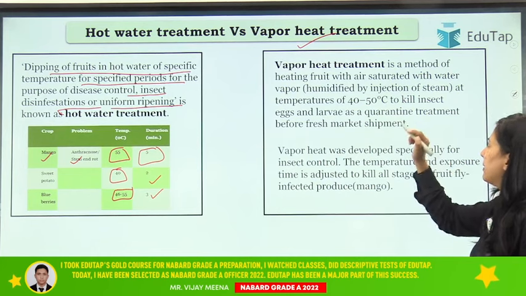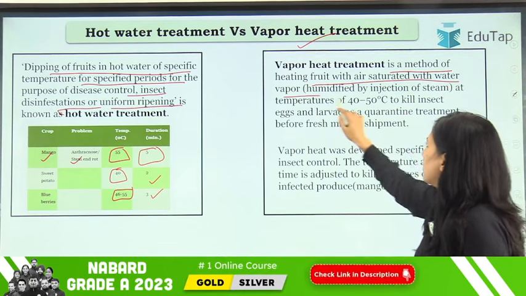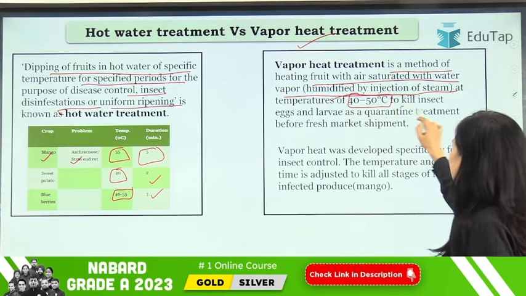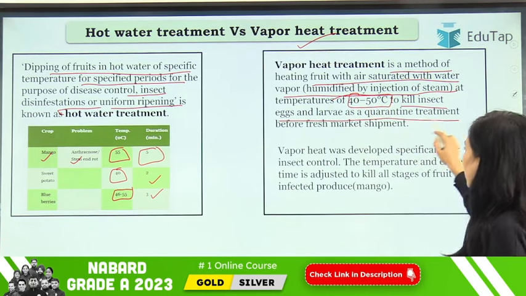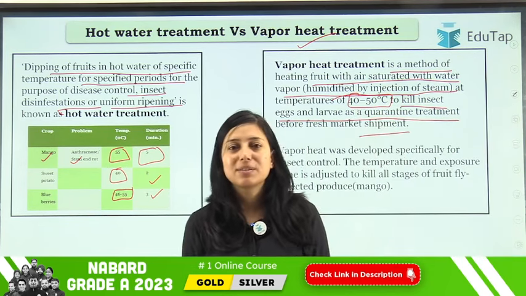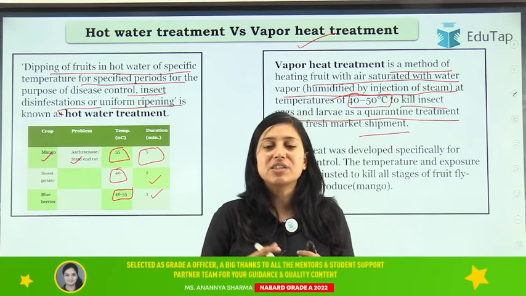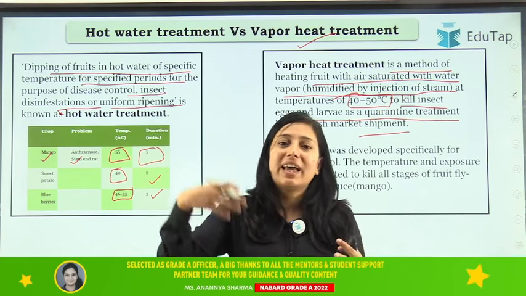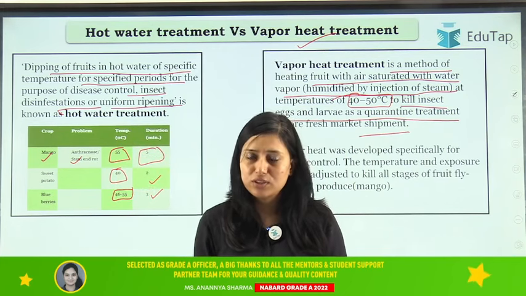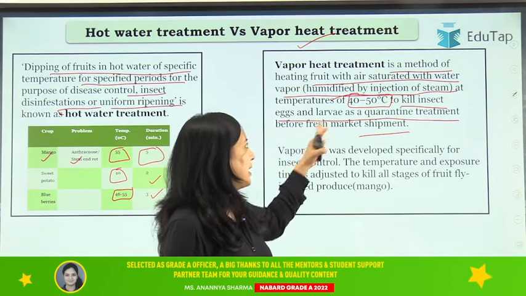Next is your vapor heat treatment. Basically it's the method of heating fruit with air saturated with water vapor, humidified by injection of steam, at a temperature of 40 to 50 degrees Celsius to kill insects, eggs and larvae as a quarantine treatment before fresh market shipment. So sometimes we have some quarantine pests. Quarantine pests are very nuisance pests, and they can get transferred from one place to another, multiply and spread there, and cause crop losses. So to prevent these crop losses, we do this vapor heat treatment.